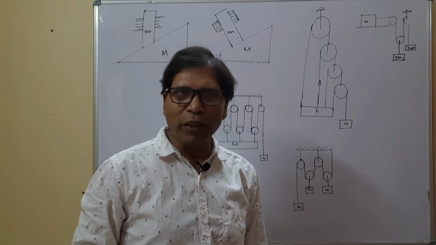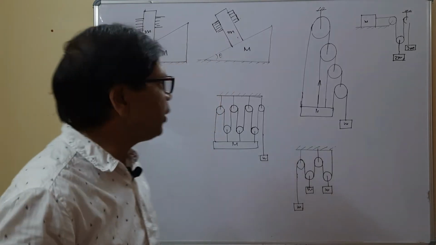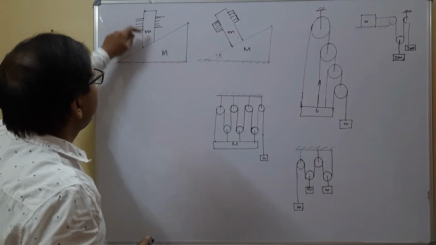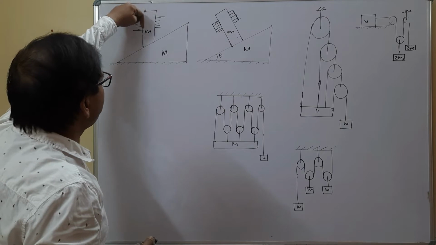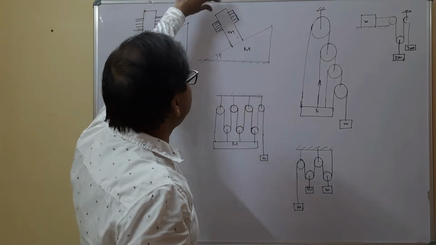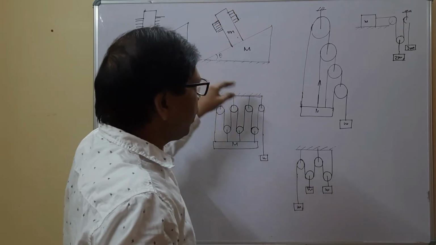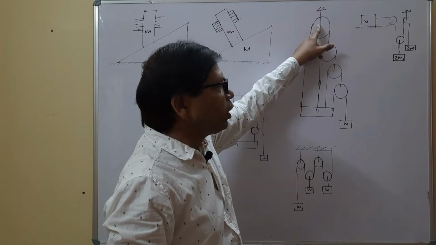Now today I will be discussing some important free body diagrams. Look at this. This is a wedge and a rod is restricted to move in the vertical direction. And this is also a wedge and this rod is restricted to move normal to this plane. Okay? And look at this. This is the fixed pulley.